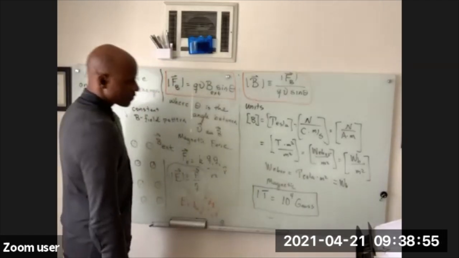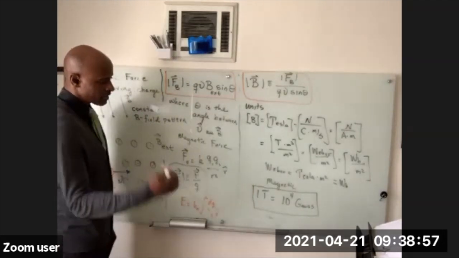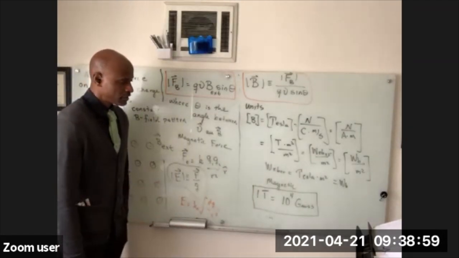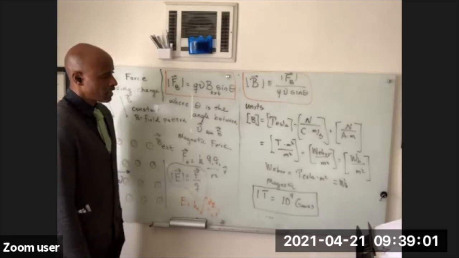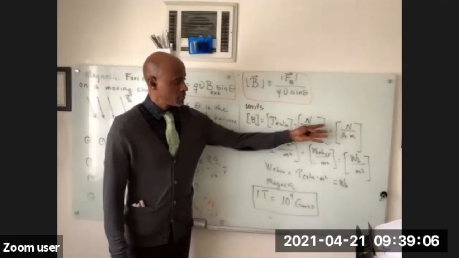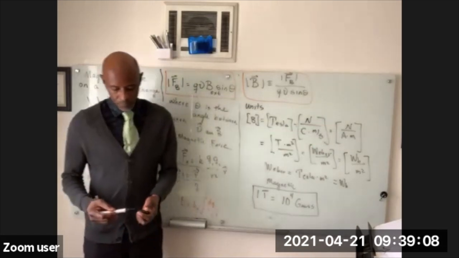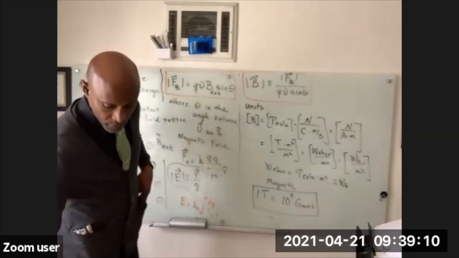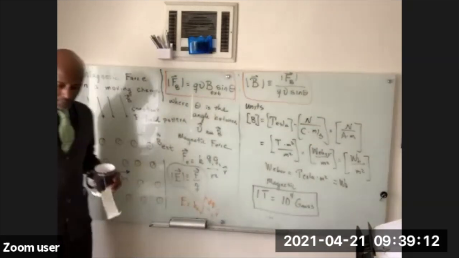So we got a lot of stuff going on there. Tesla, Gauss, Weber are the different units for magnetic field, but you can always describe those in terms of the base units, as I've tried to do in the first step here. A lot of information there.